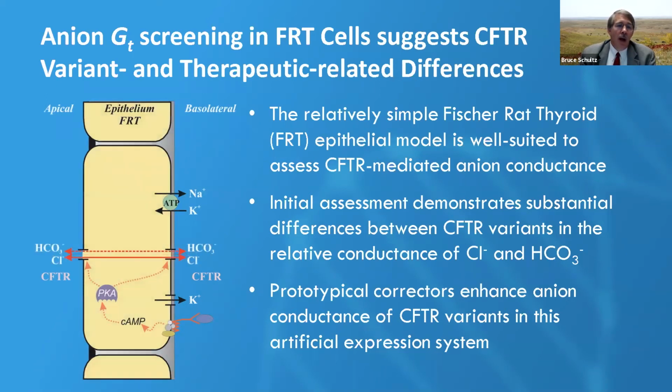We then supplemented the low chloride condition with bicarbonate and showed an increment in transepithelial conductance in the wild type, the G551D, and the S549R CFTR expression systems. So we can clearly use this to determine the relative bicarbonate to chloride conductance. We have substantial differences between the variants that were observed. Finally, prototypical correctors enhanced the anion conductance for all of the variants that were assessed.